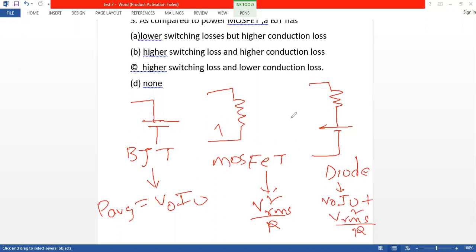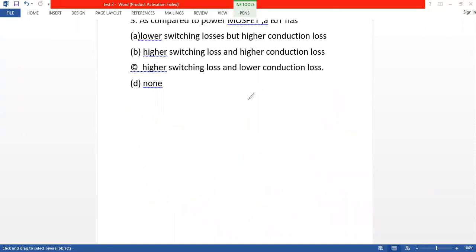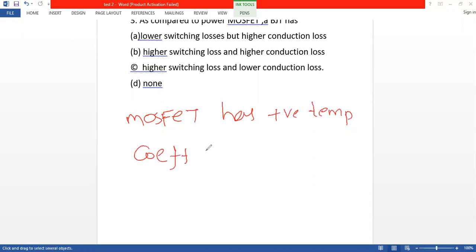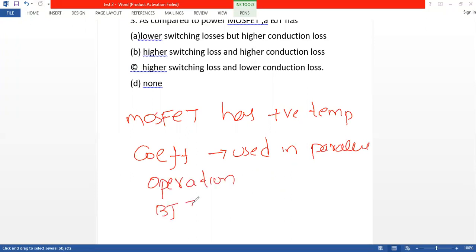And a few points you must keep in mind: MOSFET has a positive temperature coefficient, so it is used in parallel operation. Parallel operation is possible. Whereas BJT has a negative temperature coefficient, so it cannot be used in parallel operation. This point you must keep in mind.